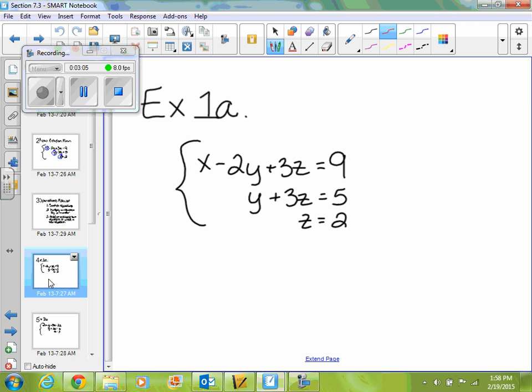Alright, so we're going to solve this system that's already in row echelon form for our three different variables. So we're given the system x minus 2y plus 3z equals 9, y plus 3z equals 5, and z equals 2.